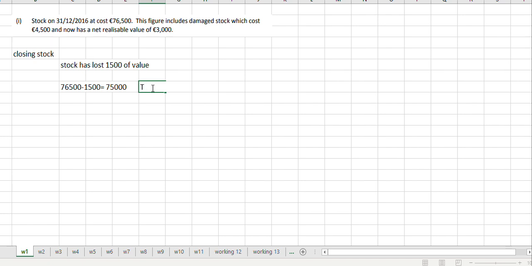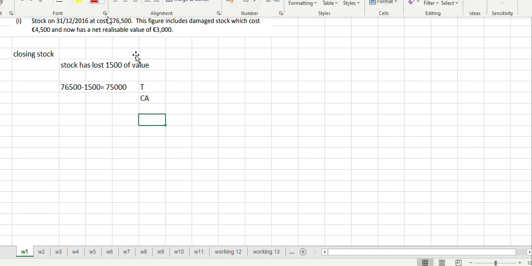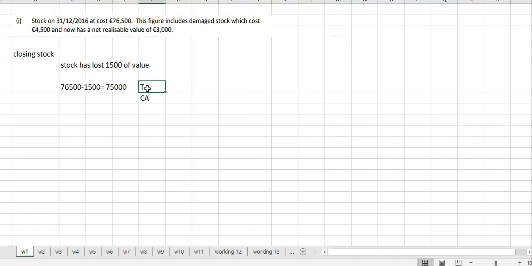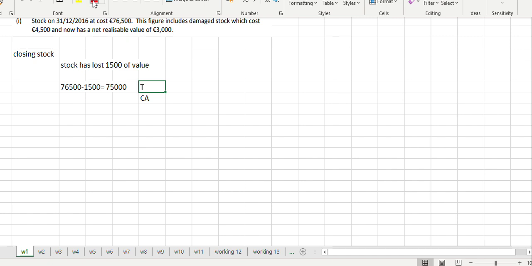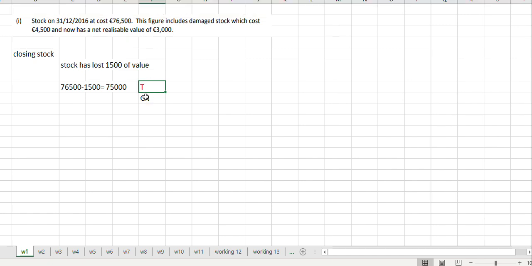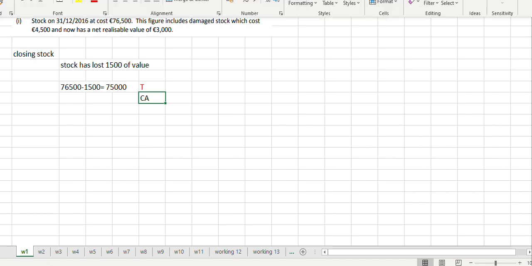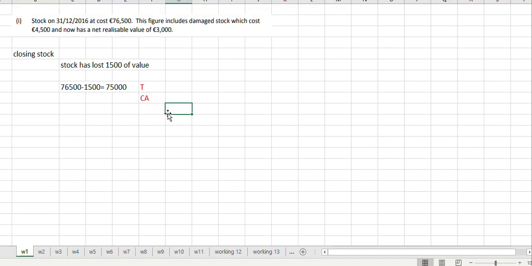So we'll just call that P, and it's also a current asset in the balance sheet. I'm going to put that in red just to make it stand out. So that's where that figure is going to go. Now, as we go through the question, there may be times where that number may change, but at the moment, the 75,000, so I'll also circle it, 75,000 is your trading figure and your current asset figure. So that's a straightforward note to start.